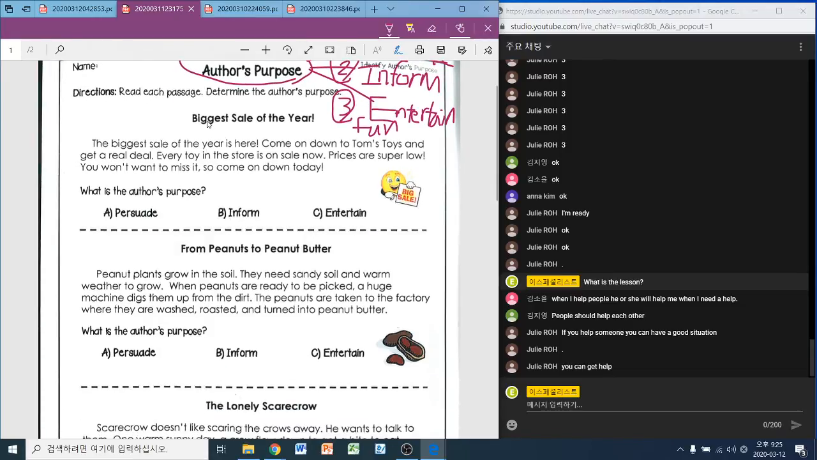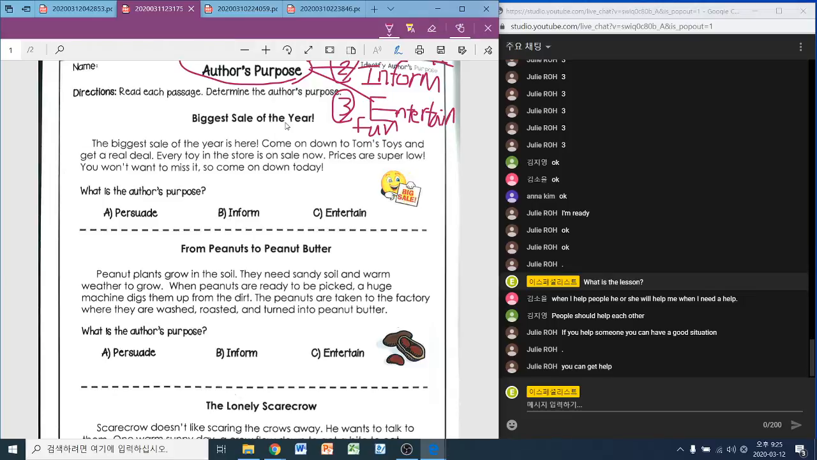Here is the one story, okay? You have to read carefully and find the answer. What is the author's purpose? A, persuade. B, inform. C, entertain. Are you ready? Okay, we are going to read.